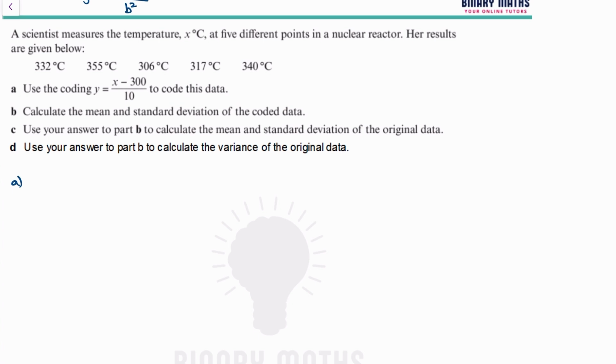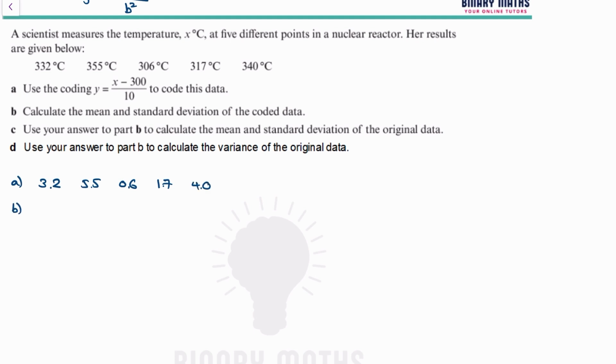So the first value will be 332 minus 300, which is 32, divided by 10, which is 3.2. 355 take away 300 is 55, divided by 10 is 5.5. 306 take away 300 is 6, 6 divided by 10 is 0.6. 317 take away 300 is 17, 17 divided by 10 is 1.7. And 340 take away 300 is 40, divided by 10 is 4, so 4.0.